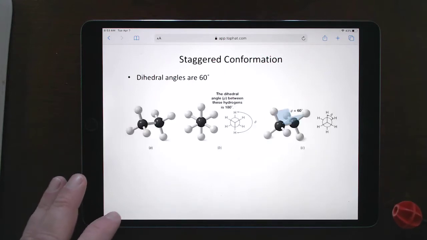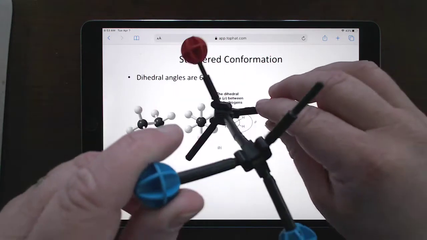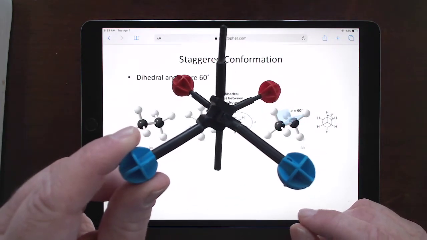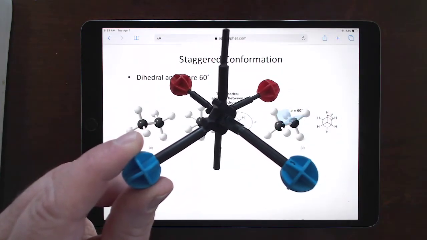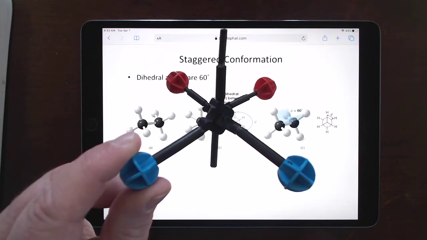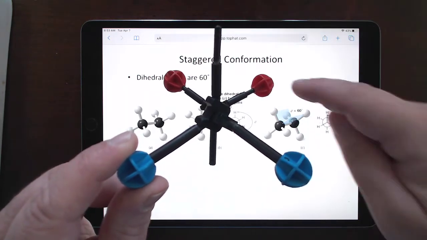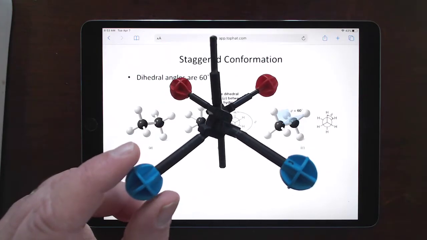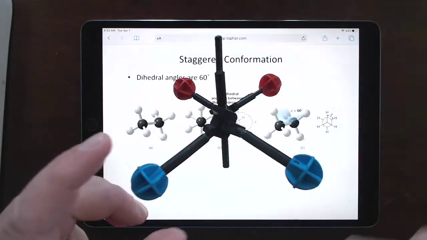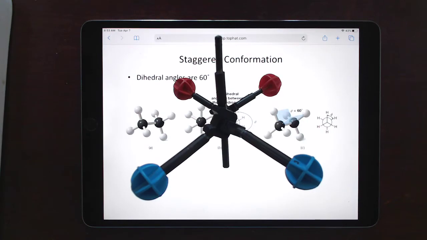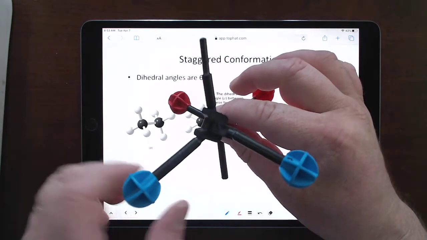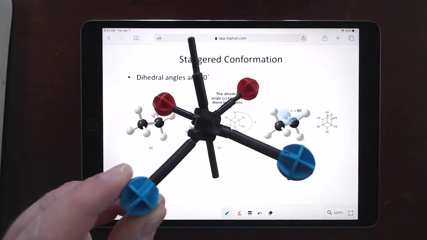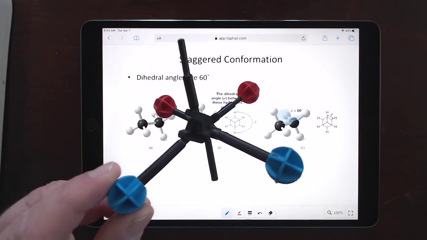So this is the form. One thing I forgot to mention: if all the dihedral angles are 60 degrees, like this, we call this a staggered configuration. In this case, the hydrogens are staggered between each other. All the dihedral angles in this one are going to be 60 degrees. So that one's a staggered configuration.